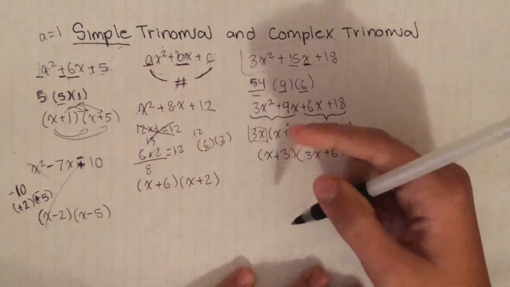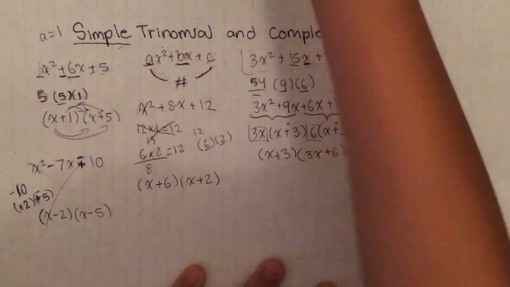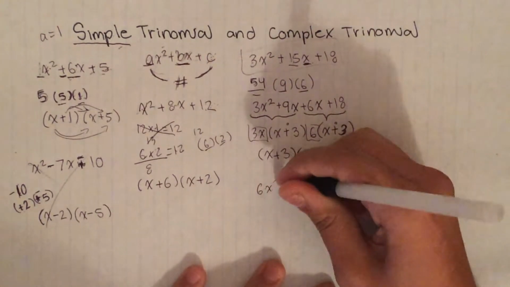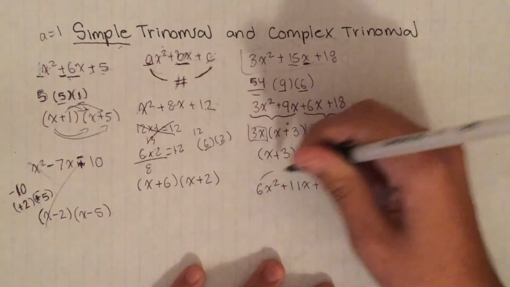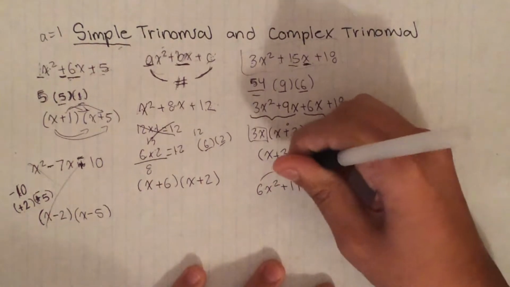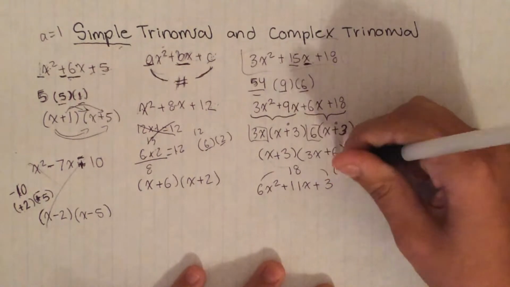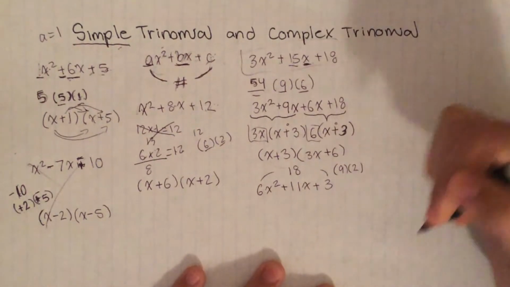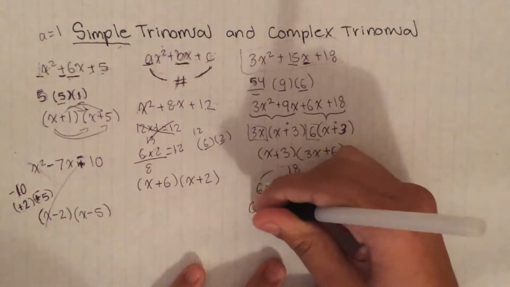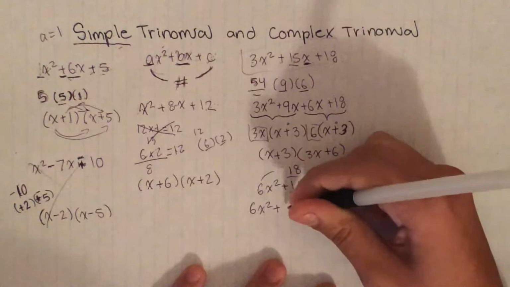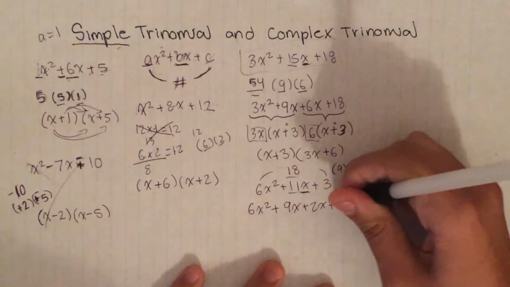Let's do another example. Let's do 6x squared plus 11x plus 3. So what we're going to do is times these two together, which gives us 18, okay? And now we need to find numbers which add to 11, which are 9 and 2. 9 times 2 equals 18. 9 plus 2 equals 11. So it works. Now we're going to do what we did up here, 6x squared plus 9x, see, there's an x, so 9x plus 2x plus 3.